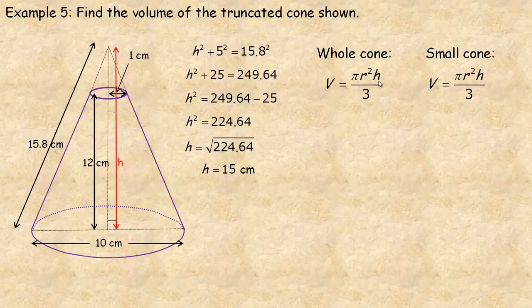So we're going to find the volume of the whole cone. The radius would be 5 and the height would be 15. And so we go pi times 25 times 15 divided by 3. And the volume of the whole cone is 392.7 centimeters cubed. And now we're doing the small cone, this little guy on top here. You see, this is 12, and the whole height is 15. So 15 minus 12 is 3. This height of the part that was cut off is 3 centimeters high.